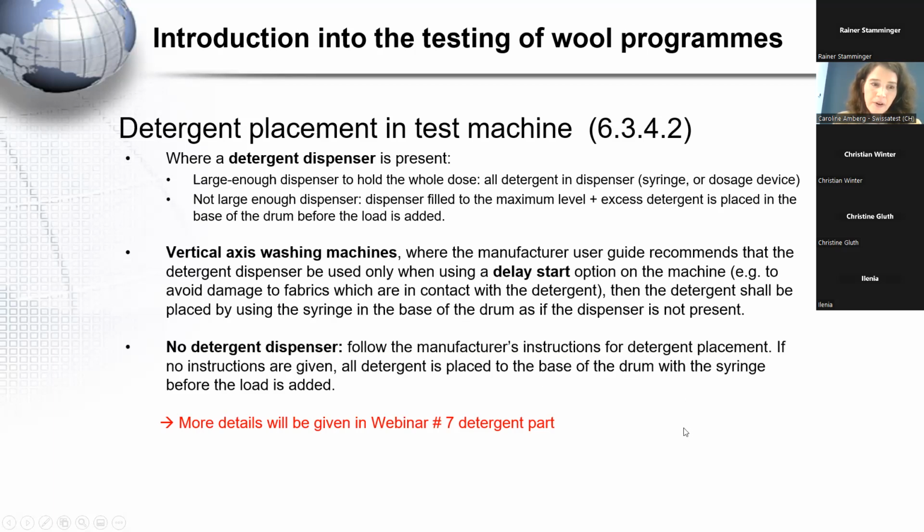And there are also washing machines that do not have a detergent dispenser. Then the manufacturer's instructions have to be followed. Respectively, all the detergent also has to be placed in the drum with the syringe before the load is added. But I will give more details on that in webinar 7, as I have said. So for those taking part in round robin tests using liquid detergent, this might be relevant.